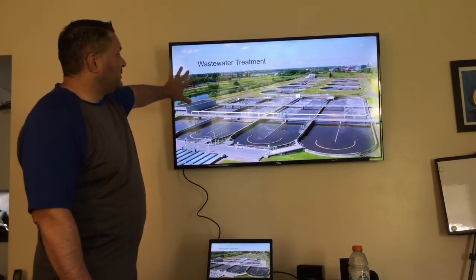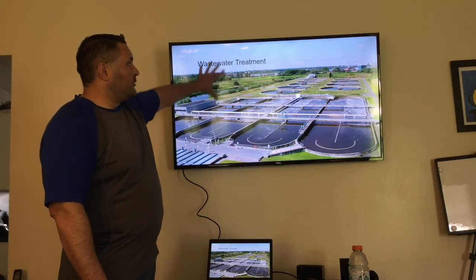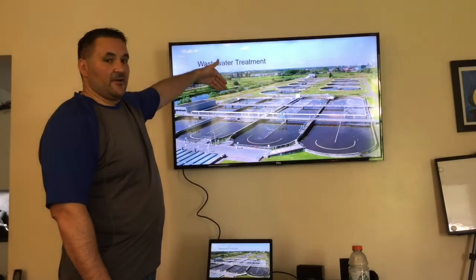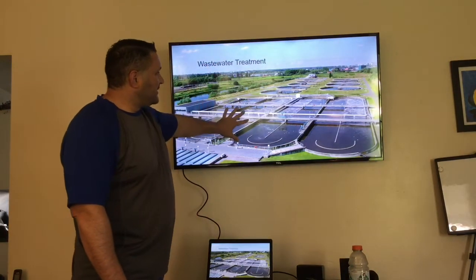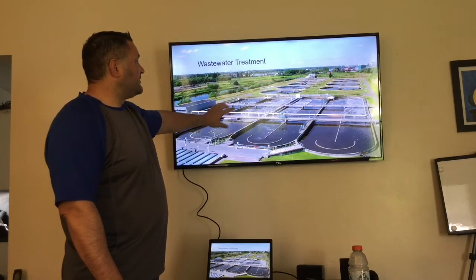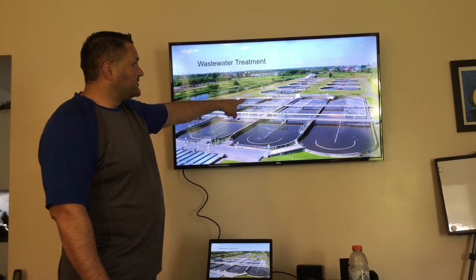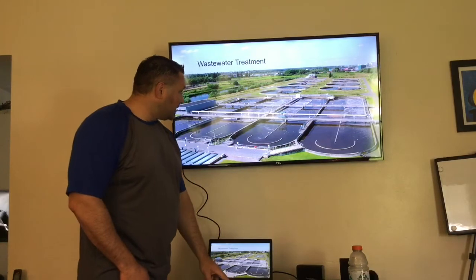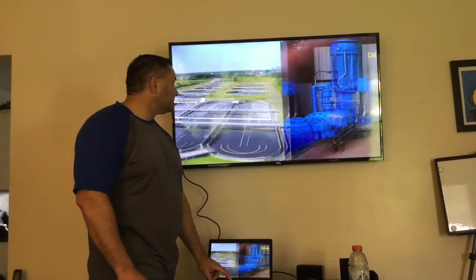This is an example of what a sewer treatment plant would look like if you could look down on it. You have settling ponds where the solid material will settle out. You have aeration ponds that allow the bacteria to do their work and clean out all of the gunk that shouldn't be there.